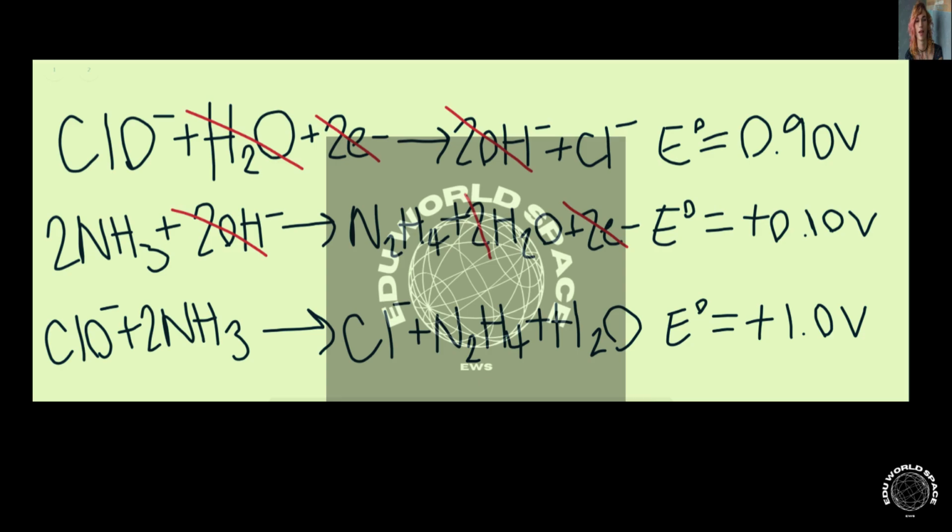So what we're left with is hypochlorite, ClO minus, plus 2 ammonia, NH3, yields Cl minus, plus N2H4, hydrazine, plus water. So the reaction between hypochlorite and ammonia produces chloride ions, water, and hydrazine, which we know is mildly toxic. Since the cell potential for this reaction is positive, we know that it will occur spontaneously. So we have a spontaneous reaction producing a toxic molecule, hydrazine. So the reason you wouldn't mix bleach and ammonia is so that you don't produce hydrazine.